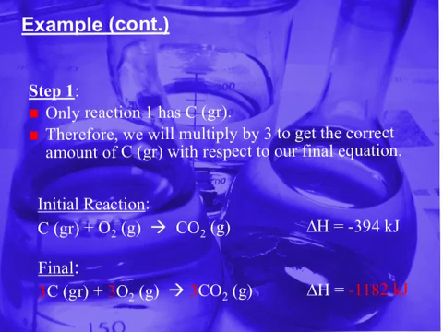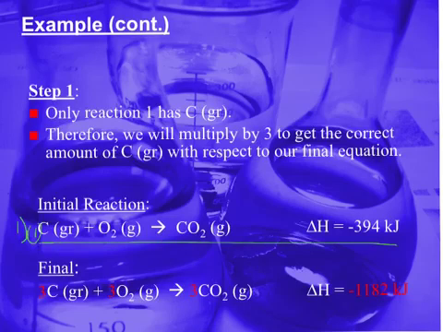So as we said before, our first reaction, equation number 1, only has 1 mole of carbon, but we want 3, so we need to multiply this entire equation by 3. So that we have 3 moles of carbon plus 3 moles of oxygen, yielding 3 moles of carbon dioxide. The enthalpy of the reaction is now multiplied by 3, so it's now negative 1,182 kilojoules.